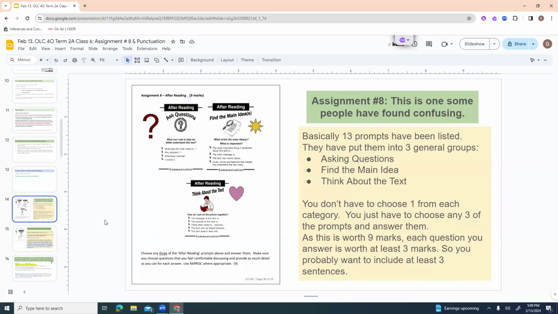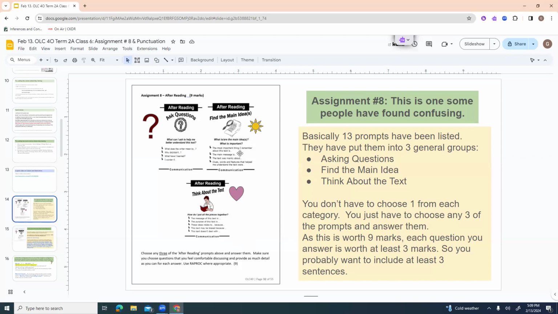Now, they've organized these prompts into three different groups. One is about asking questions, one is about finding the main ideas, and one is about thinking about the texts. Now, it asks you to choose three of the prompts above. Because there's three groups, a lot of people felt like they had to do one from each group, but you don't necessarily have to. You can choose any three prompts as long as you aren't saying the same idea over and over again.